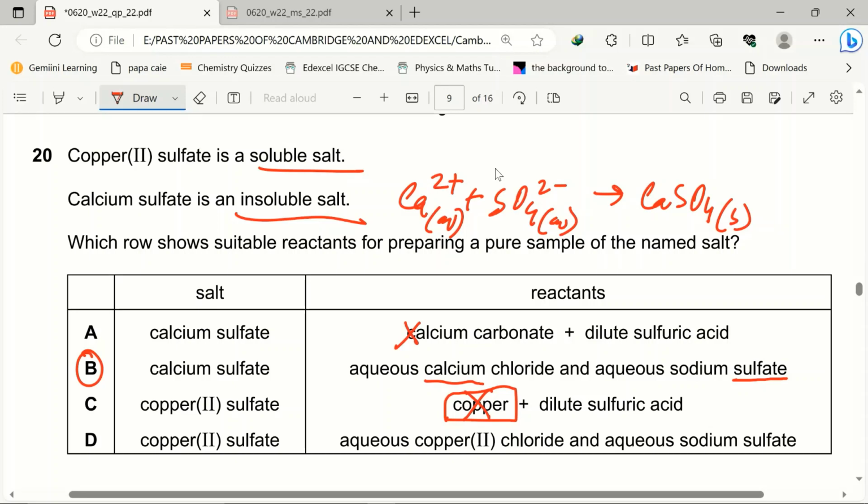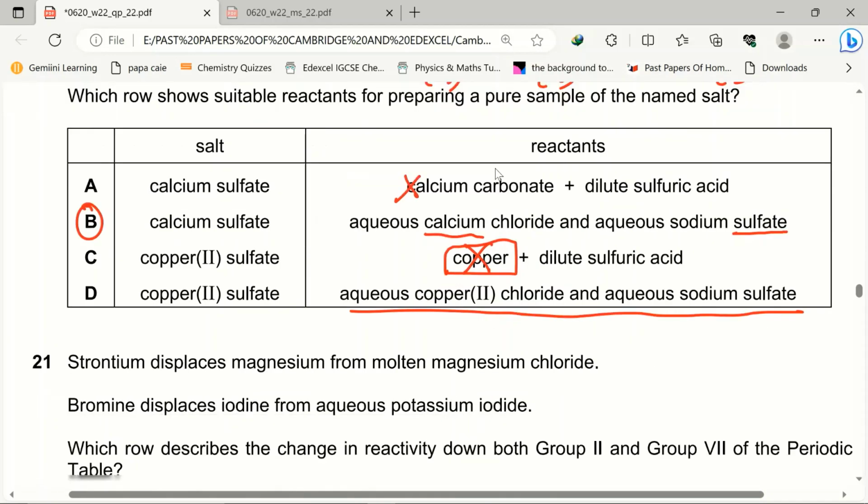And for copper 2 sulfate, aqueous copper 2 chloride and aqueous sodium sulfate: since copper 2 sulfate is a soluble salt, this is basically two soluble solutions, which will not give you a precipitate. The precipitation method will not give you any precipitate here, because copper 2 sulfate is a soluble salt. That's why this is not the correct statement. So B is the only correct statement here.